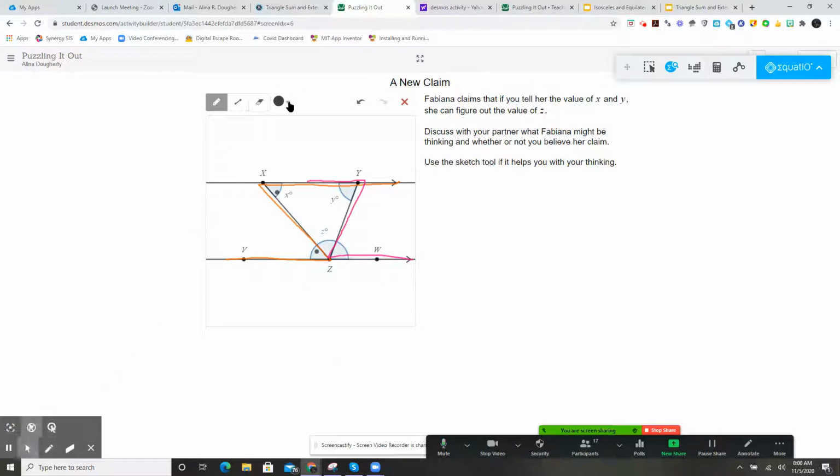Can I change the color of my dot? I don't know if I can. Oh, I can change the color of my dot. That's so exciting. So Y and this angle down here are always going to be the same. Notice that it's one inside the triangle and one outside the triangle. So the two purple dots are equal and the two orange dots are always going to be equal because they're alternate interior angles. Okay. I don't know why Equatio all of a sudden came up. I don't want you here.